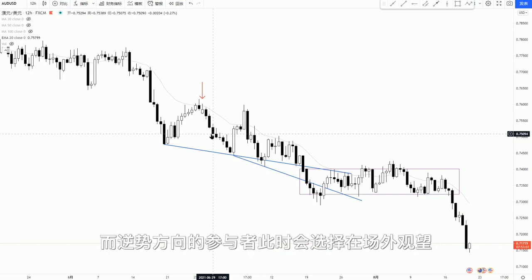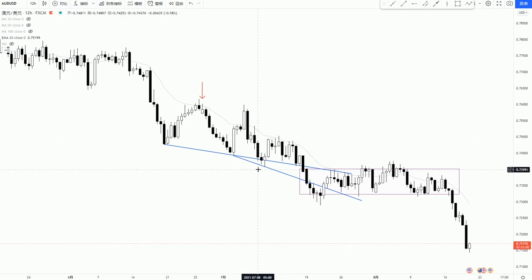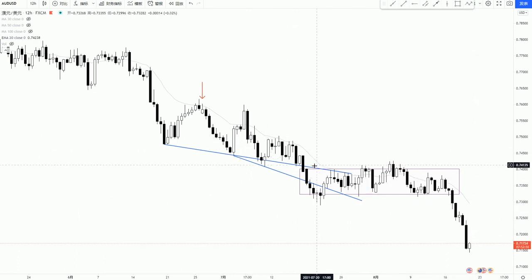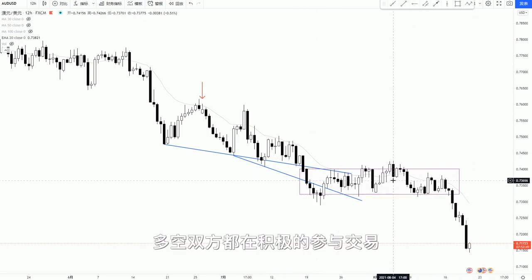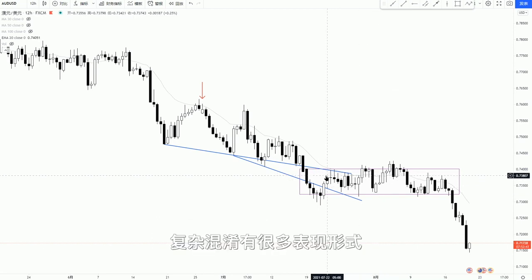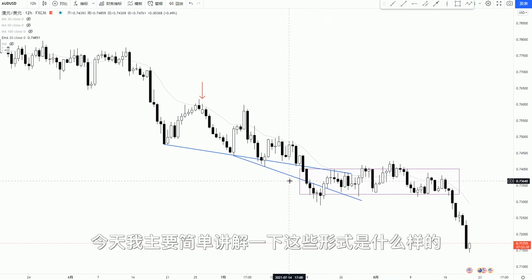And if the major players in the market don't agree on what's going on, if the judgment is divided, there will be a game where both sides are actively involved in the trade, and then there may be a complex correction. There are many forms of complexity and confusion, and today I'm just going to talk a little bit about what those forms look like, and I'll talk a little bit more about how they work in future videos.